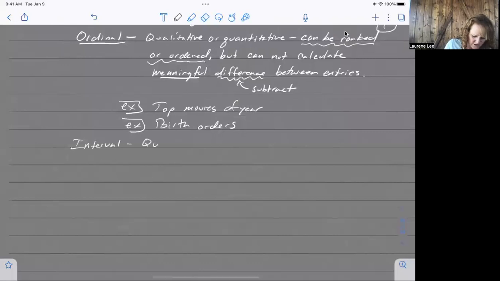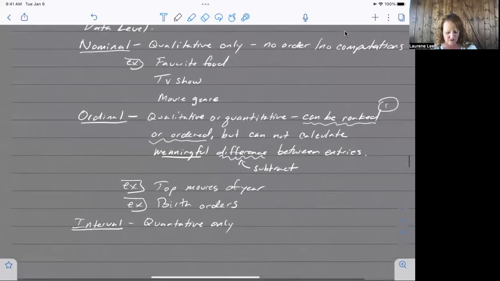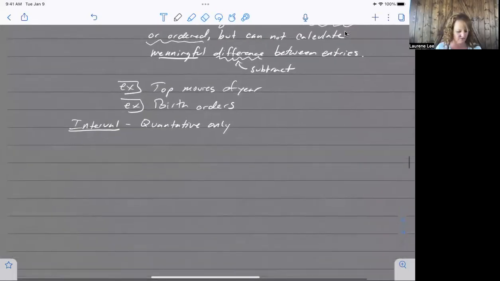This can be quantitative only. So remember, quantitative means numbers. So an interval data level only has numbers in it. So if you are getting data values that say pizza, hamburger, it can only be either nominal or ordinal. It cannot be interval. Now, if you get data values that are numbers, then we jump into, okay, it could be interval. And here's how you tell.